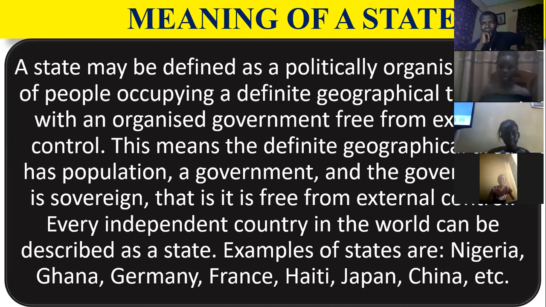A state is a political organized body of the people. That political organized body of people, what is it called? Population. That is one characteristic, population. I said in the definition, I have indirectly mentioned four characteristics. There are six characteristics of a state, but I have mentioned four in the definition. So I want you to tell me the four that I've mentioned.